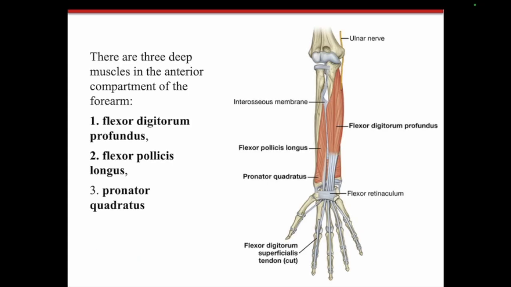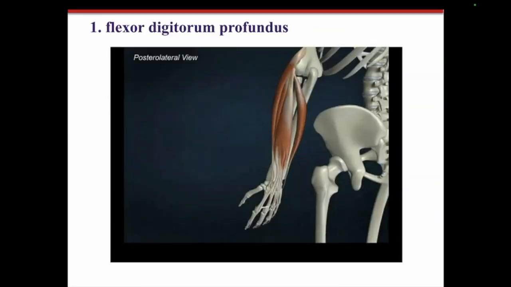In a deeper layer, so you have to cut everything, you see the flexor digitorum profundus, the flexor pollicis longus, and the pronator quadratus. So flexor digitorum profundus, it's underneath, it goes to the 4 digits. The flexor pollicis longus goes to the thumb, and the pronator quadratus is the pronator. It doesn't pass, it connects only the ulna with the radius.